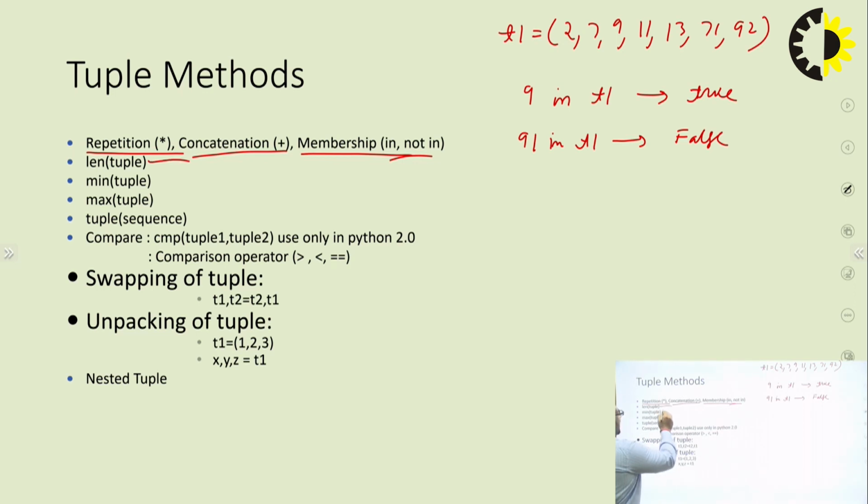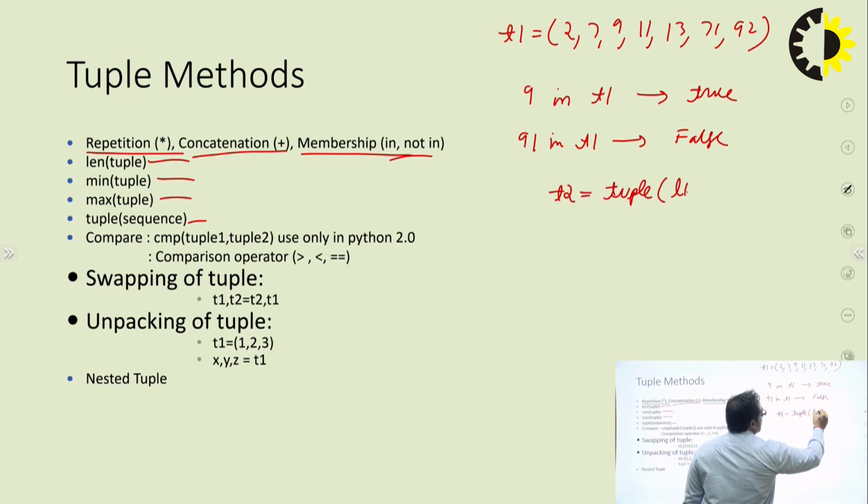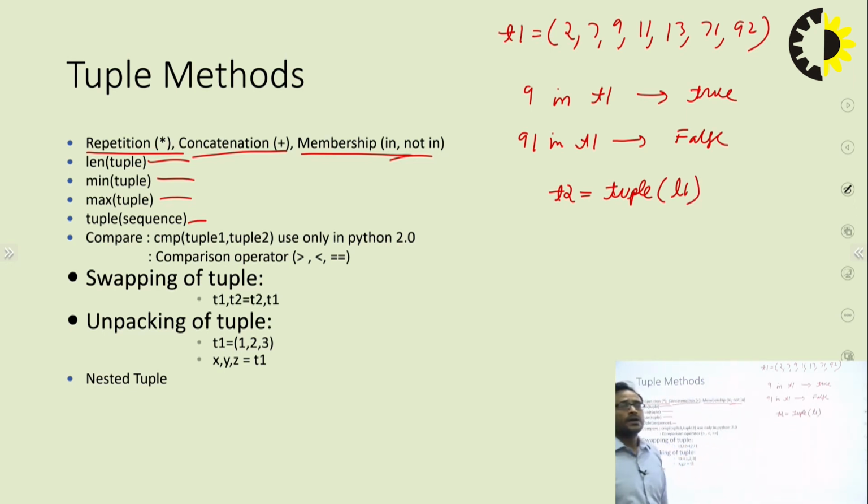Length, min, max, and tuple are predefined functions you can use directly. Suppose you have a list L1 and you want to create a tuple. T2 is equal to, you call the function tuple and write L1. This is the way you can create it. The compare operator is used in Python 2.0; right now it is not working here.